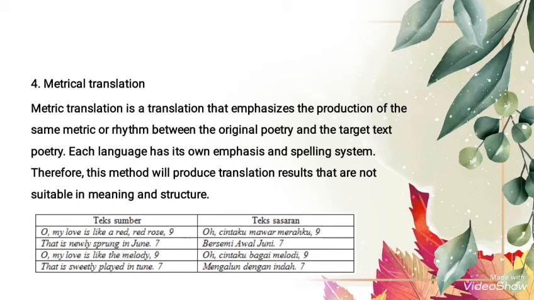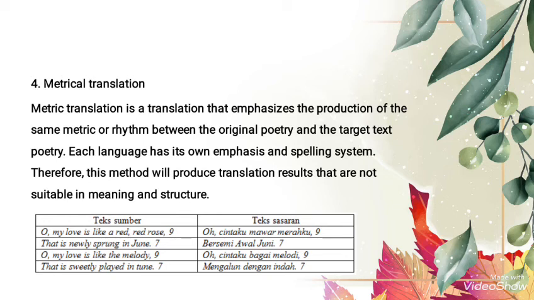Next, metric translation. Metric translation is a translation that emphasizes the production of the same metric or rhythm between the original poetry and the target text poetry. Each language has its own emphasis and spelling system. Therefore, this method will produce a translation result that does not suit the meaning and structure.